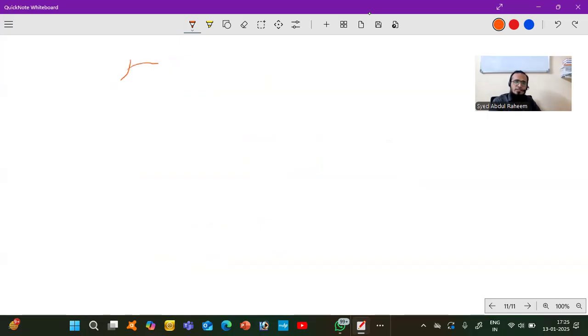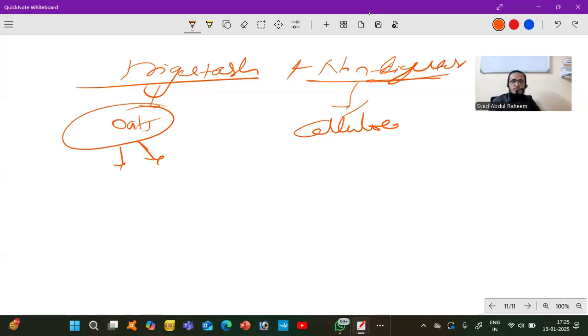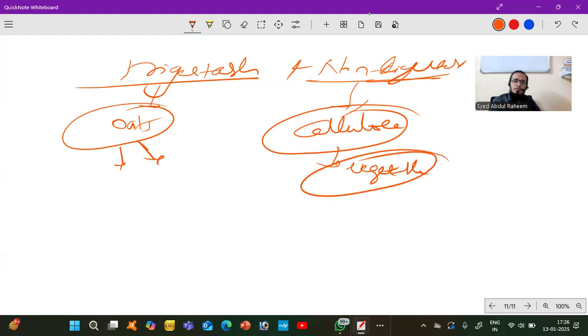Some fibers are digestible and some are non-digestible. In digestible fiber, we have one example, oats. They are digested and their energy is utilized, and some part goes to the excretory system. Non-digestible, we have cellulose. Cellulose is present in vegetables. Most vegetables have cellulose. So it is a polysaccharide, polysaccharide fiber. Cellulose is present in the vegetables.